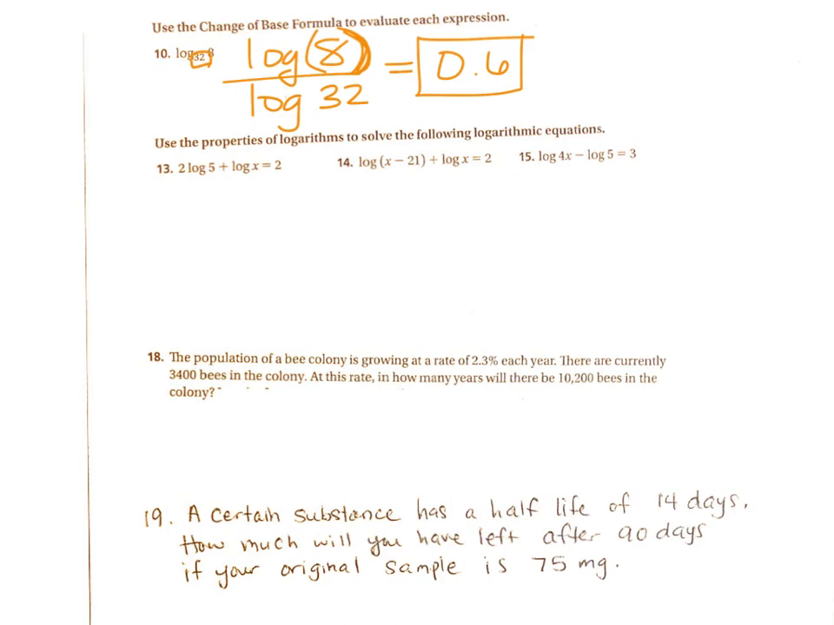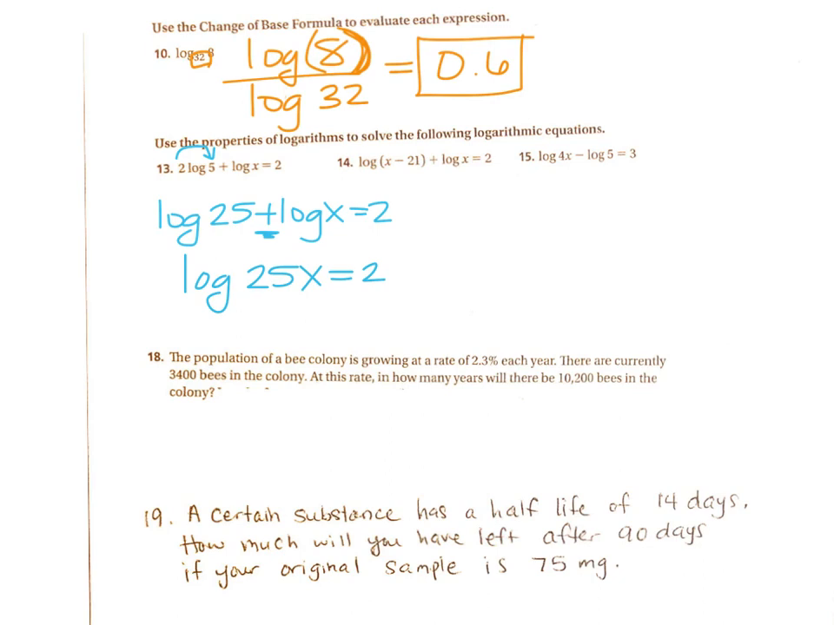Use the property of logarithms to solve the following logarithmic equations. So this we're kind of doing the reverse of what we did before. We're going to take this 2 out in front and make it an exponent again. So it's going to be log of 5 squared, so log 25 plus log x equals 2. And if you recall, when we're adding, when they're both log something and log something, we're actually going to multiply. So writing it in this form, log 25x equals 2.